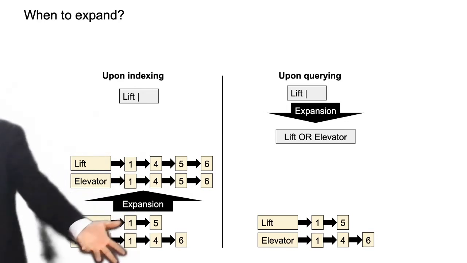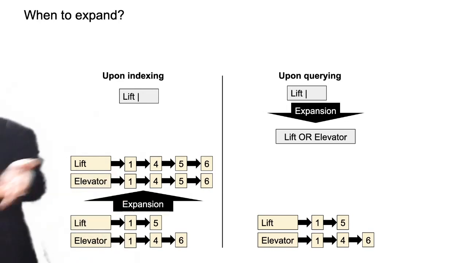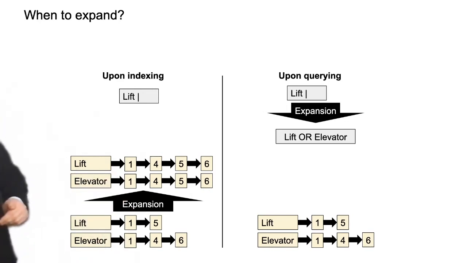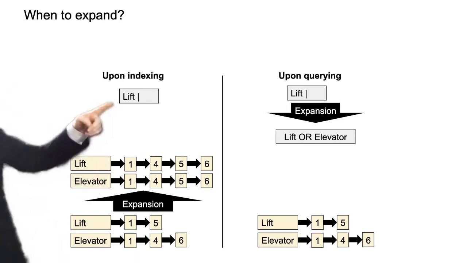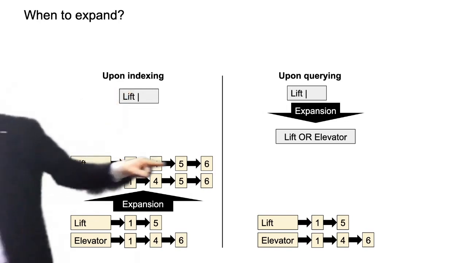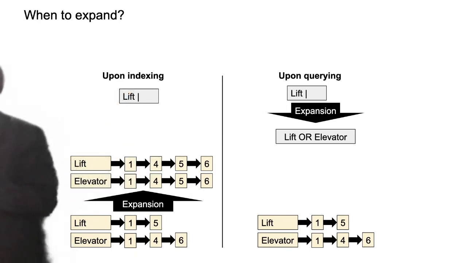But you see why we want to do that, right? Because somebody looking for a lift might be interested also in documents that contain elevator. So here it has to do with British English versus American English, right? So you can do it in this way. And when you query for lift, then you will get 1, 4, 5, 6. So this is one way.